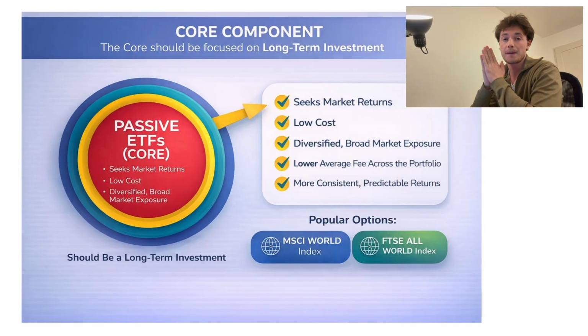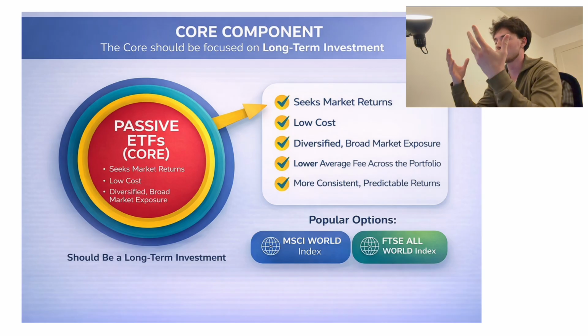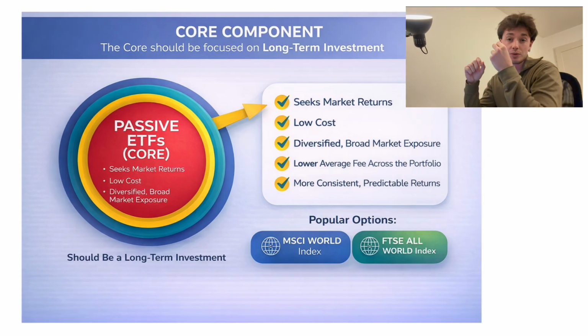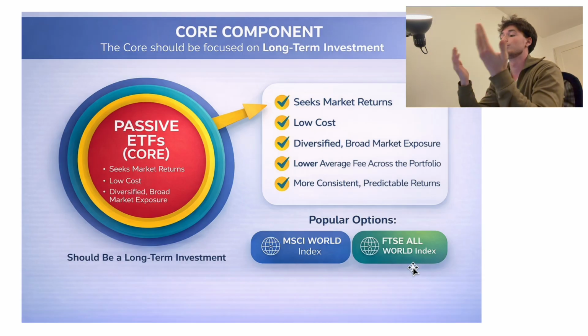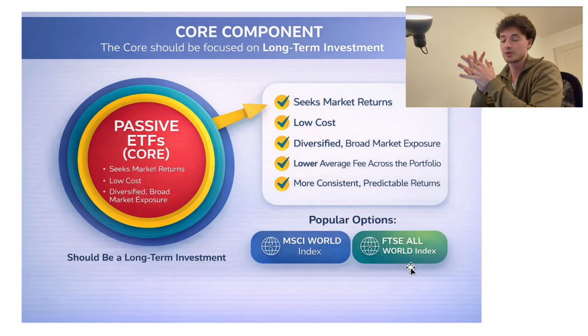Okay, let's start with the core part of our portfolio, which is the biggest one. And it is so simple that it looks stupid, but it actually works really well. It is to pick a passive ETF that builds the core. There are two main options for the ETF that you're going to use. You can choose between an ETF that tracks the MSCI World, so developed markets, or an ETF that is even more diversified, which is an ETF that tracks the FTSE All World, which has developed markets and emerging markets too.